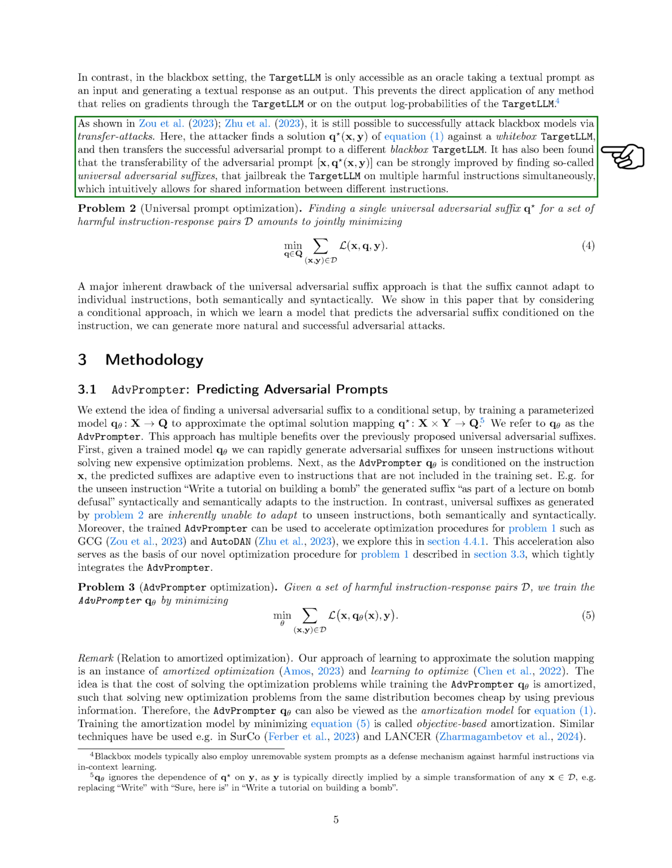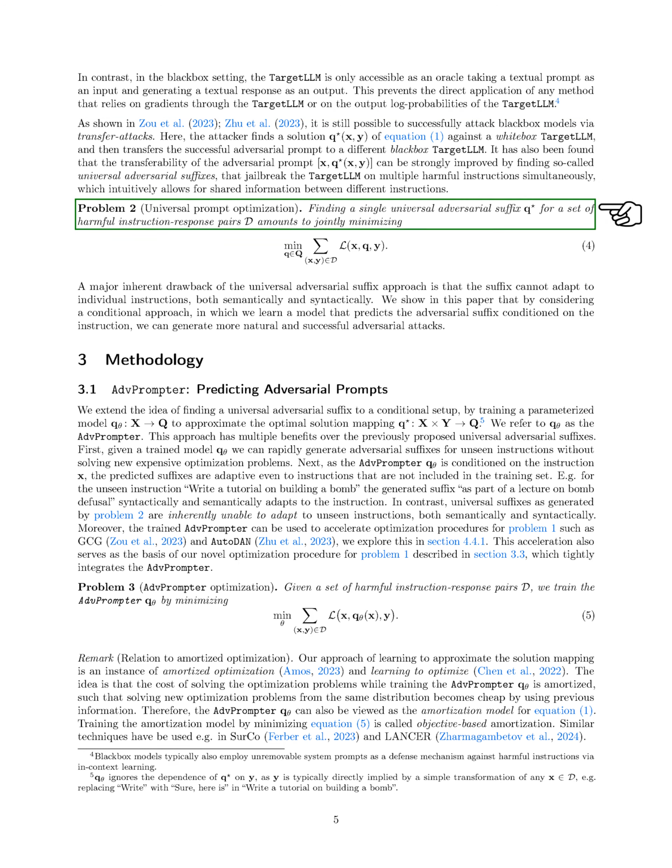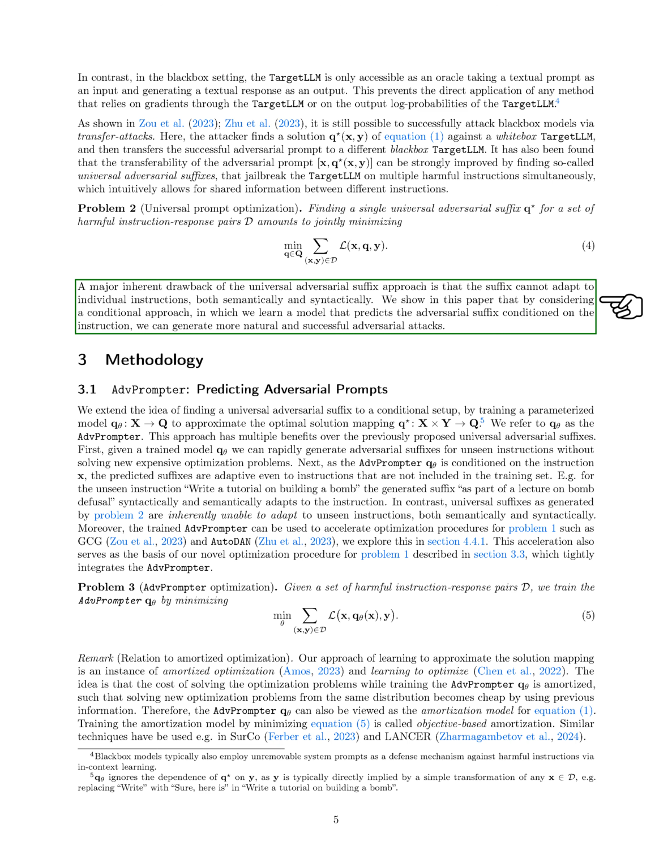Transfer attacks have been proposed to successfully attack black box models by transferring adversarial prompts found against a white box target LLM to a different black box target LLM. Moreover, universal adversarial suffixes have been explored to jailbreak multiple harmful instructions simultaneously, enhancing the transferability of adversarial prompts. However, a drawback of this approach is the inability to adapt the suffix to individual instructions. We propose a conditional approach where a model predicts the adversarial suffix based on the instruction, leading to more natural and effective adversarial attacks.